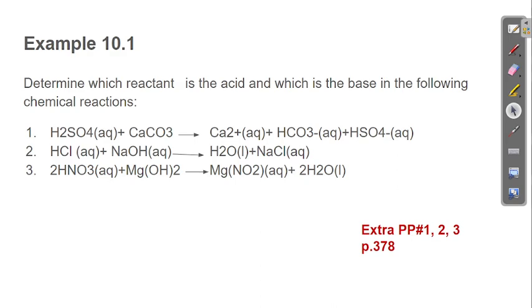Example 10.1 is on page 325 in your textbook. It says, determine which reactant is the acid and which is the base in the following chemical reactions. And we have 3 to work through. First step is going to be looking for the ionic compound. Second step is going to be split the ionic compound. Third is going to be determine who lost the proton and who gained that proton. And if there are any spectator ions, disregard them.